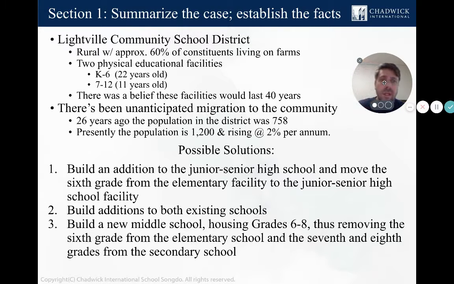So the school board and superintendent looked at three possible solutions to the facilities problem. One was to build an addition to the junior senior high school and move the sixth grade from the elementary facility to the junior senior high school facility. Second one, build additions to both existing schools. And the third, build a new middle school housing grades 6 to 8, thus removing the sixth grade from the elementary school and the seventh and eighth grades from the secondary school.